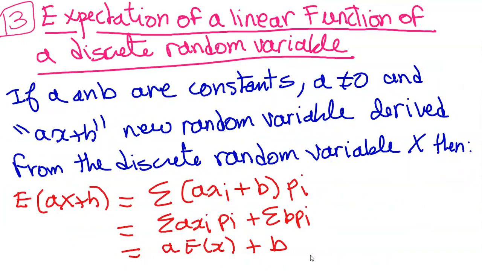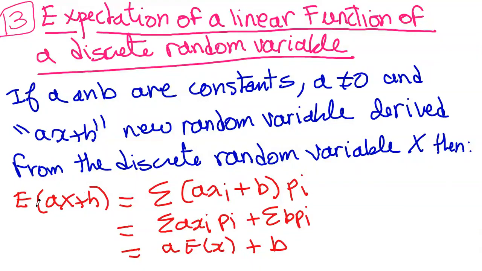Let's move to part 3. Expectation for a linear function of a discrete random variable. If a and b are constants, a not equal to 0, and ax plus b is a new random variable derived from the discrete random variable x, then what's going to be the expected value of ax plus b?